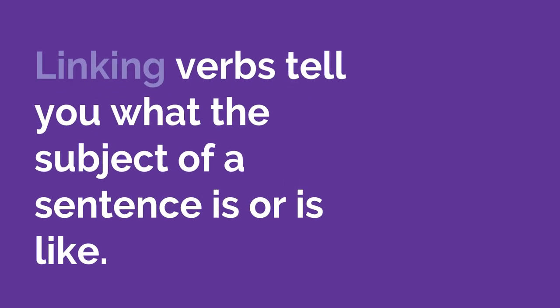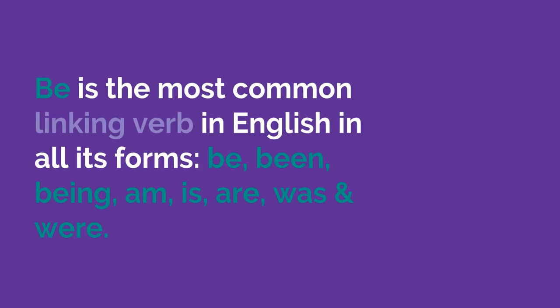And remember that linking verbs tell you what the subject of a sentence is or what the subject of a sentence is like. Be is the most common linking verb in English in all of its forms, whether that's be, being, or been, am, is, are, was, and were. And if you can replace these words with an equal sign and the sentence makes sense because of it, this part is this part, then you have a linking verb.